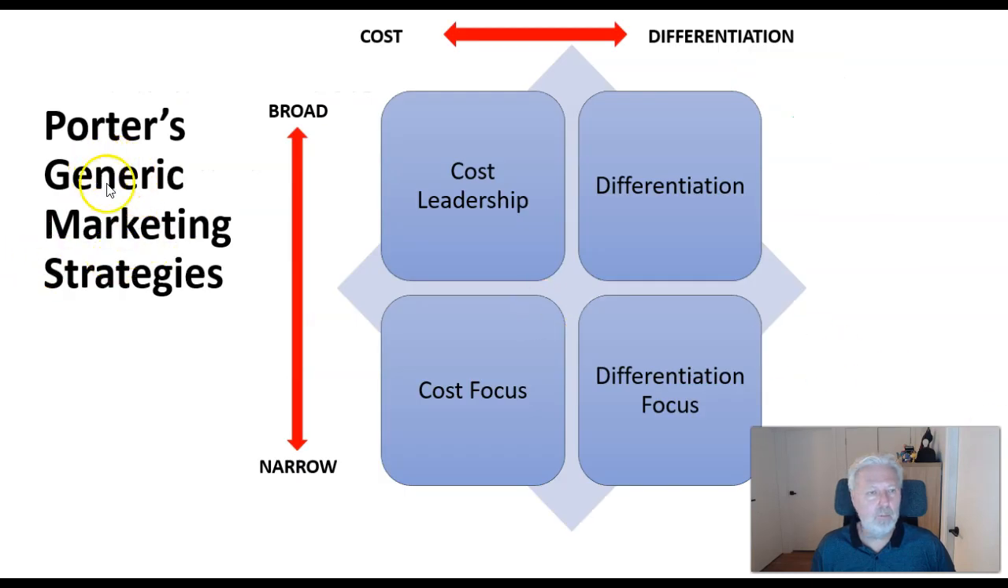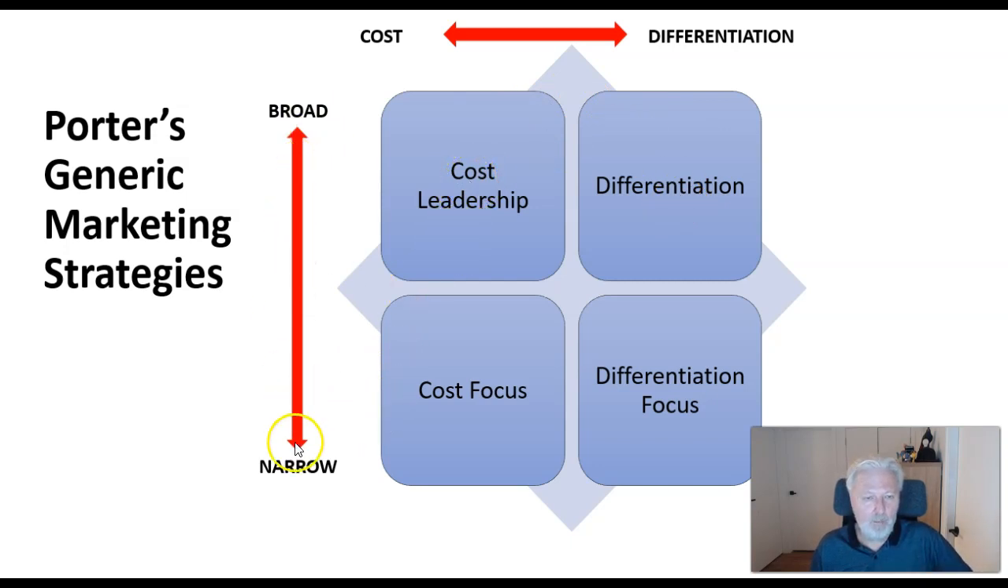Okay, so you're probably aware of Porter's generic strategies, typically presented in 4 boxes. Initially it was 3 and then he modified it slightly. So the big 2 at the top, when we're pursuing a broad scope, a lot of market coverage, a lot of segments, either cost leadership or differentiation. So this is our source of strategic advantage or our underlying strategy.